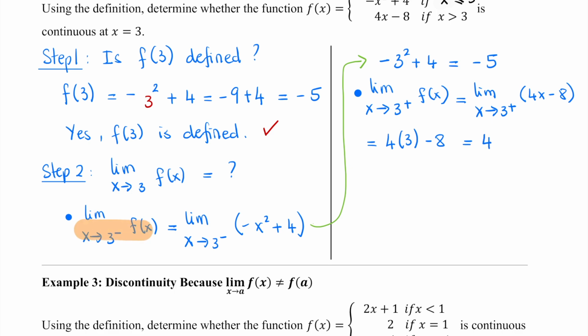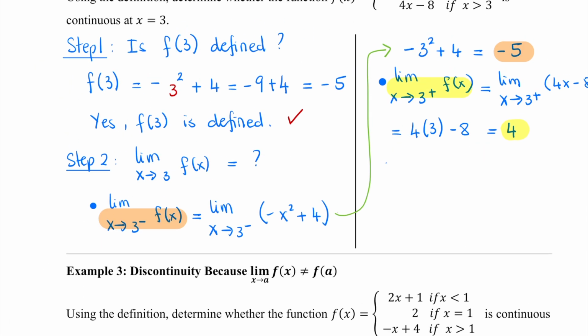The left-hand limit is negative 5, and the right-hand limit is 4. They're not equal. So the limit of f of x as x approaches 3 does not exist. Since the limit does not exist, the function is not continuous at x equals 3.